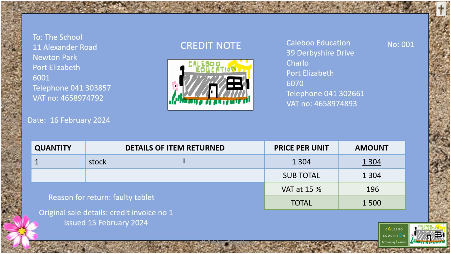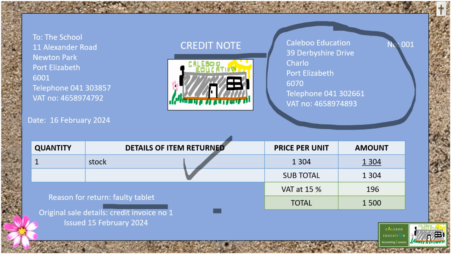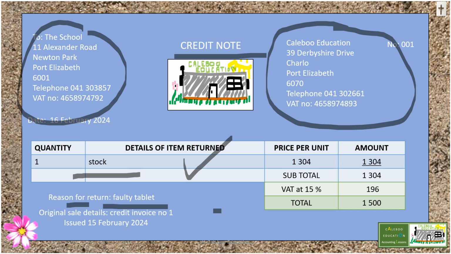And this is the document, just with different amounts. This was a faulty tablet, but without the red markings. The same thing. All the information of the credit is on the document. Calibre Education gave the school a credit because a tablet was faulty that was sold to the school.